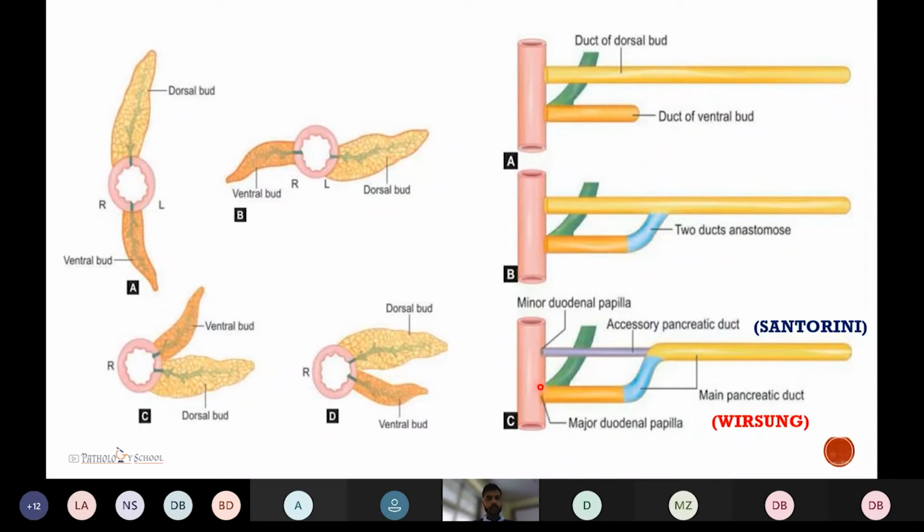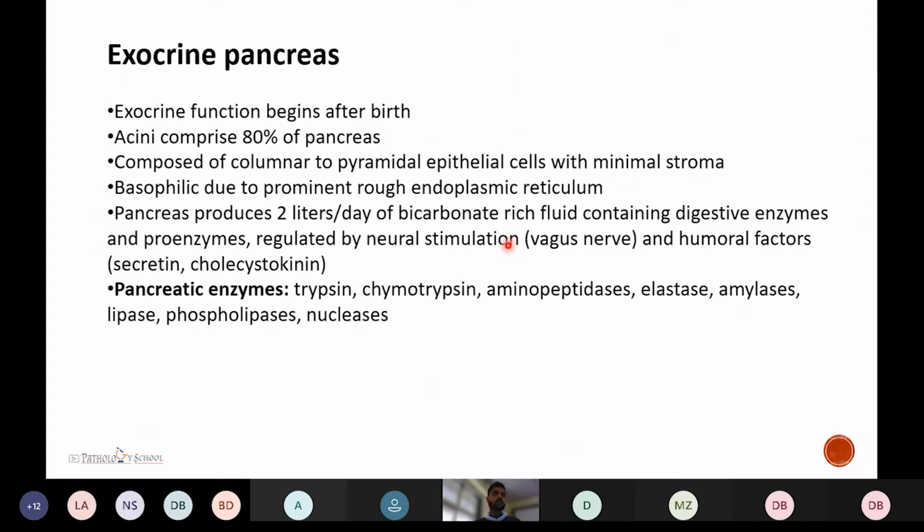So before going to the endocrine part, we'll discuss the exocrine part of the pancreas. The exocrine function begins after birth. The acini comprise 80% of the pancreas, composed of columnar to pyramidal epithelial cells with minimal stroma. They are basophilic due to prominent rough endoplasmic reticulum. The pancreas produces about 2 liters per day of bicarbonate-rich fluid, which contains many digestive enzymes, some of which are amylases, lipases, and proteases.